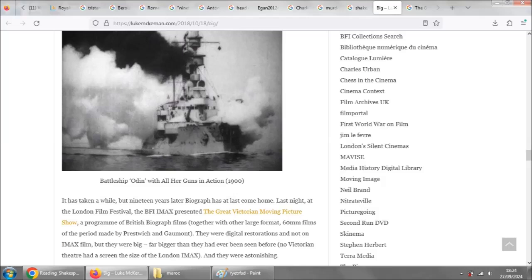It has taken a while, but 19 years later, Biograph has at last come home. Last night at the London Film Festival, the BFI IMAX presented the Great Victorian Moving Picture Show, a programme of British Biograph films, together with other large format 60mm films of the period made by Prestwich and Ormond. Well, we basically got the message.